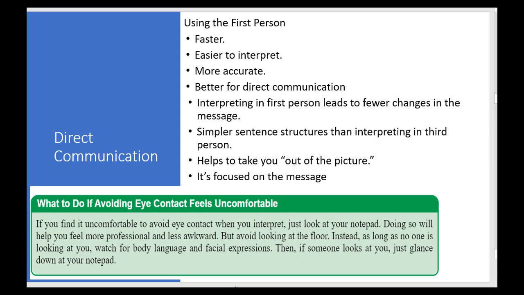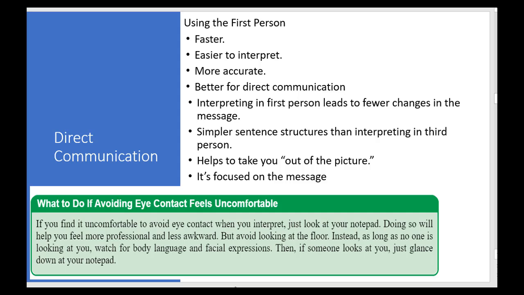The first person means that when we are interpreting, we interpret everything as the person has said it. We interpret it using I, using the first person. The example your book gives is, if the patient says, I have a headache, you are going to interpret, I have a headache. You're not going to say, she says she has a headache, right? So that's using the first person.